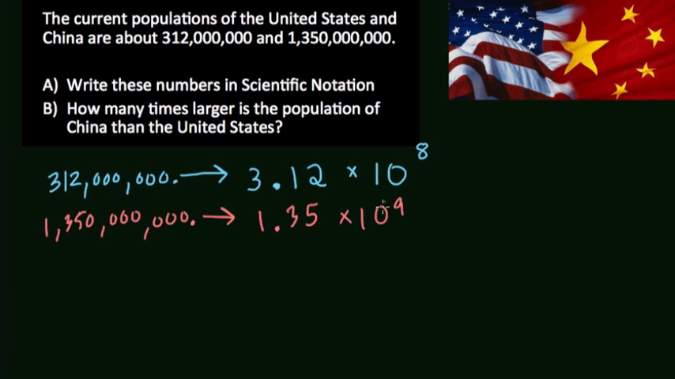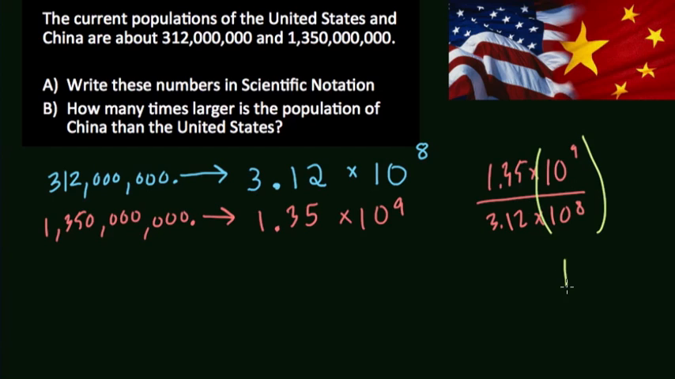If we want to know, though, how many times larger the population of China is than the US, we could divide. Population of China, 1.35 times 10 to the 9th, divided by 3.12 times 10 to the 8th. The part that's easy about this is you can just divide 10 to the 9th by 10 to the 8th. And that's what? Well, you subtract the exponents, so 9 minus 8 is 1. So now we could divide our factors here, right?